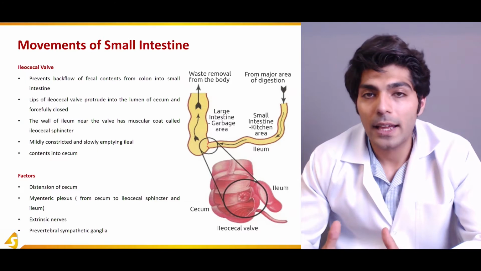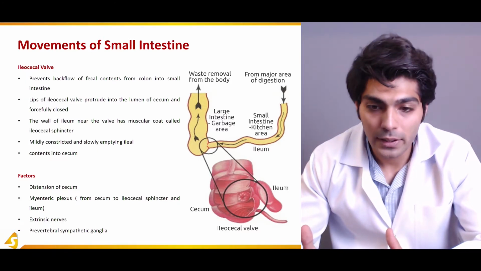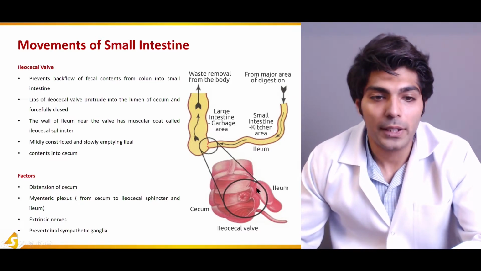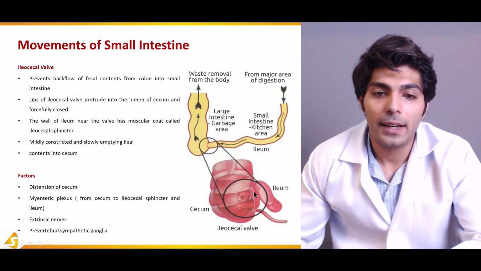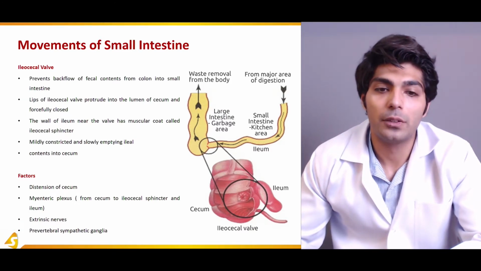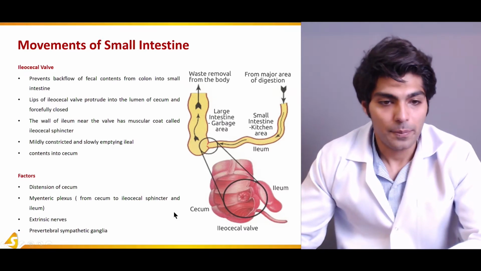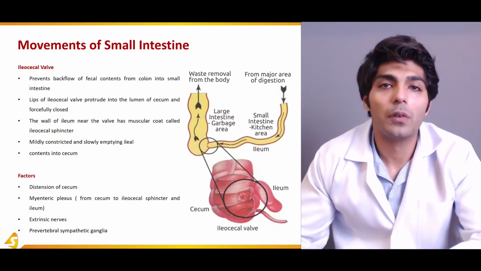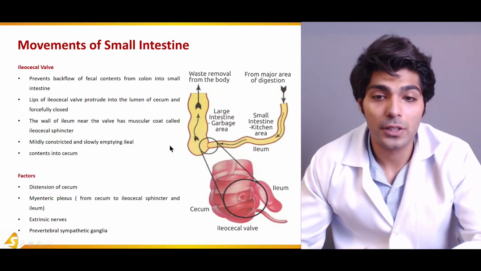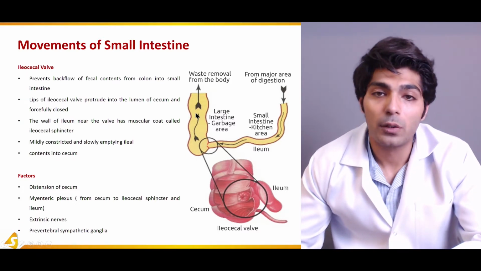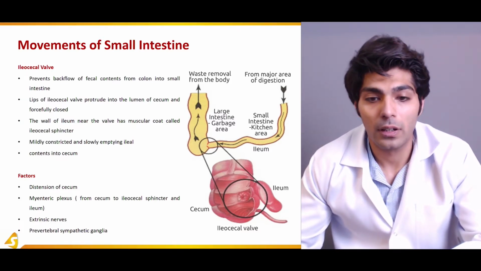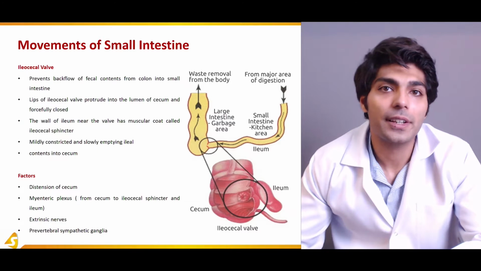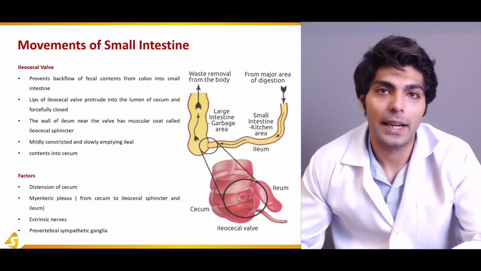Once it relaxes, it has a muscular cord called the ileocecal sphincter, which is present at the wall of the ileum. It is mildly constricted, and it slowly empties the contents into the cecum. Now, the factors that cause the opening of the ileocecal valve are the distension in the cecum, the enteric plexus from the cecum to the ileocecal sphincter and the ileum, and then the extrinsic nerve plexus and the prevertebral sympathetic ganglia.